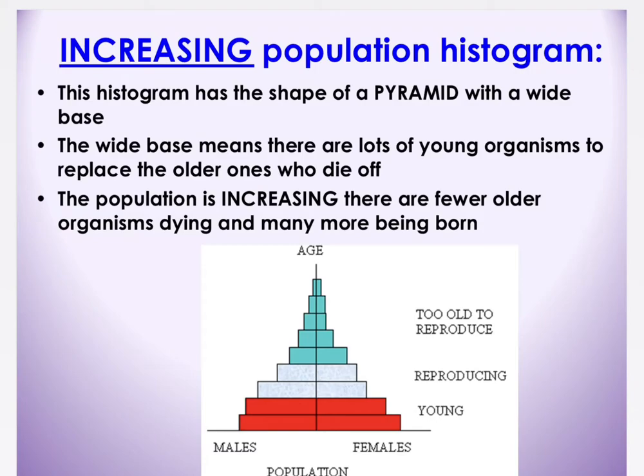Okay, so if you take a look here with our increasing population histogram, the shape is roughly a pyramid, or a bit of a triangle. So if we have the widest base at the very bottom, that's going to represent a population that should be increasing. So this means there's way more young people than there are older people. So as the older generation starts to die off naturally, there will be plenty of young people to replace them and also to then increase the reproduction years.